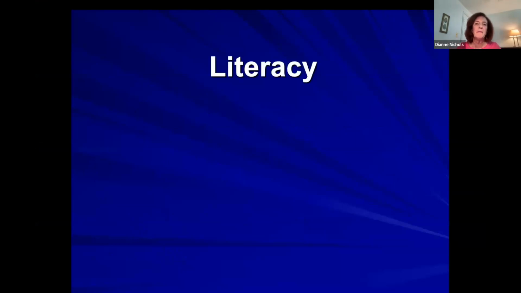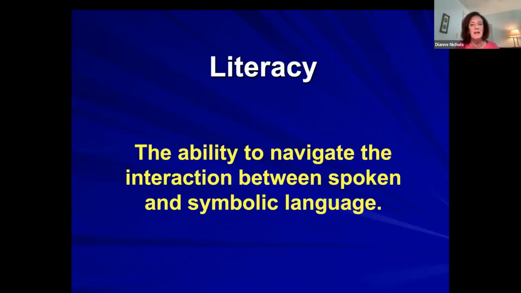Now, literacy is the ability to navigate the interaction between spoken and symbolic language. This is the focus of what we do with our learners through adult literacy. Many adult learners enrolled in programs are also learning English as a second language. And the task for these English language learners is doubly challenging compared to those who are native English speakers.